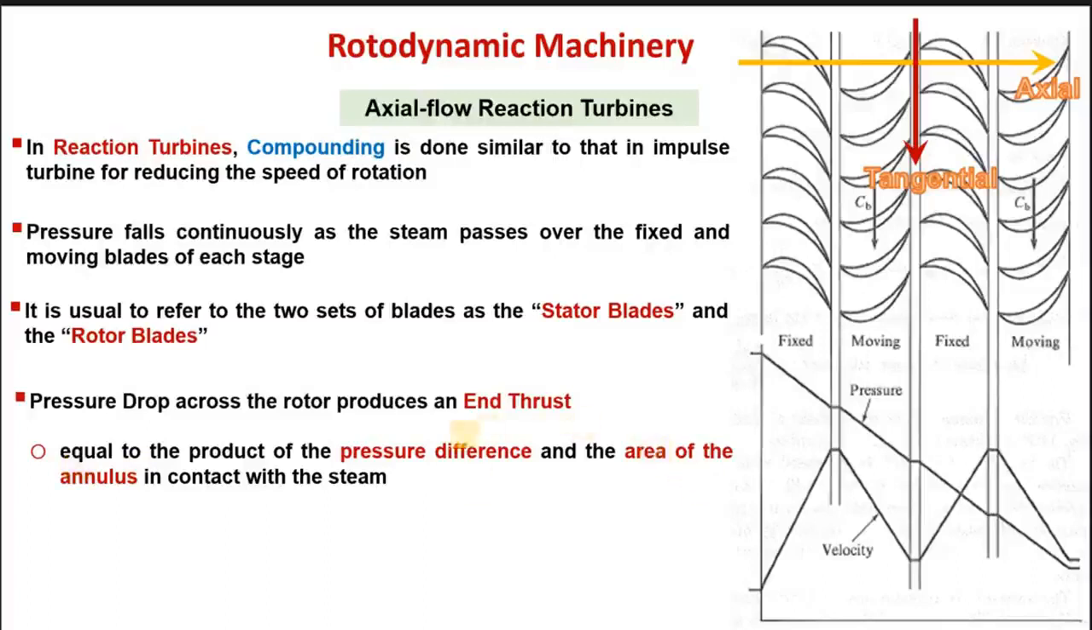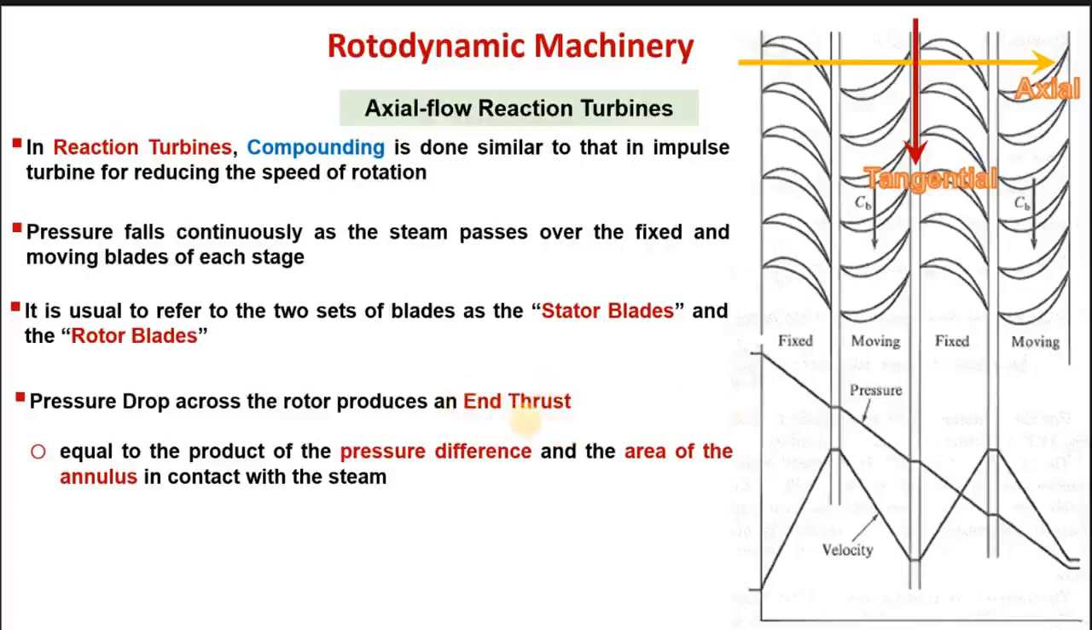So it is that area multiplied by this pressure difference across the moving blade that gives you the force in the axial direction, and that is called end thrust. This end thrust or axial thrust is actually linked to the moving blades, not to the fixed blades, because fixed blades are attached to the casing, not to the shaft. So in case of shaft design, you have to be very careful about this end thrust.